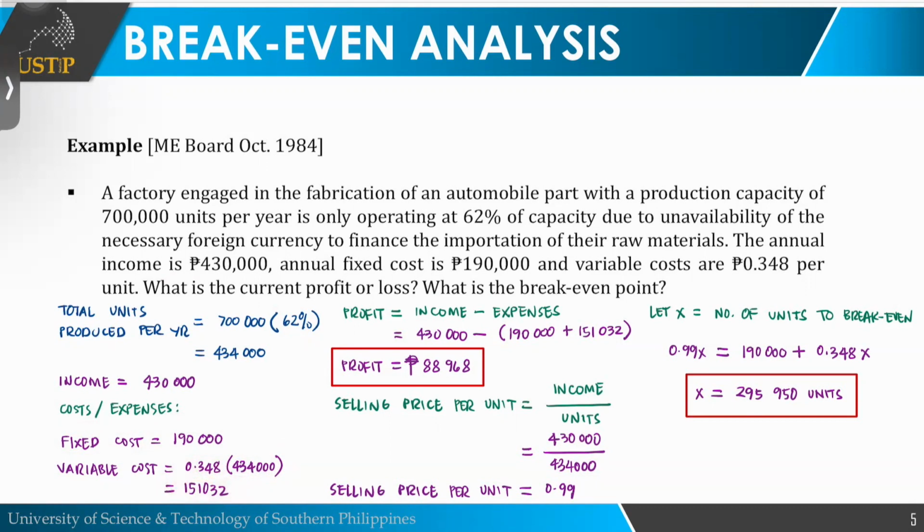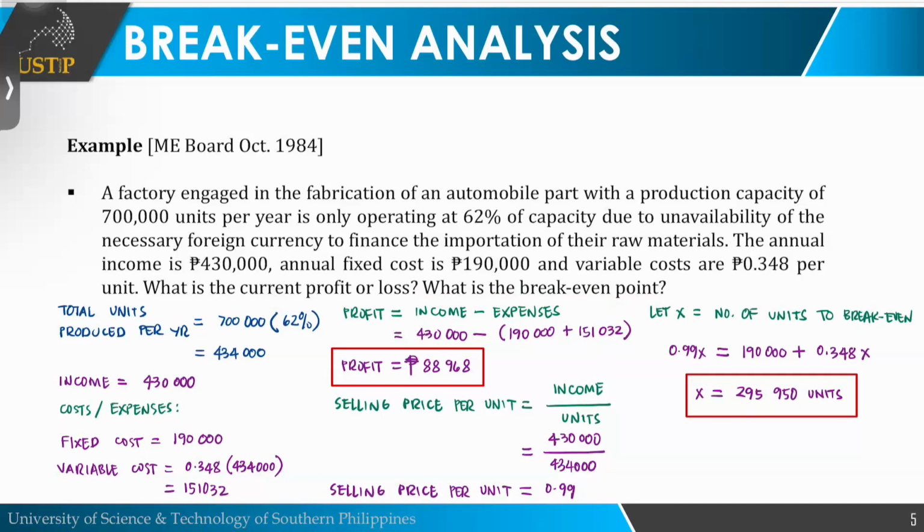So now the profit, how to solve for that is, of course, we know that it is the income minus the expenses. No? So the income is 430,000 minus the total of all the expenses. Of course, we total these two, class. So subtract from 430,000, we get 88,968 pesos. So this is now our profit for the actual production. Now, what we are asked to find is the break-even point. What we saw, class, is the profit at the actual production capacity given in the problem.